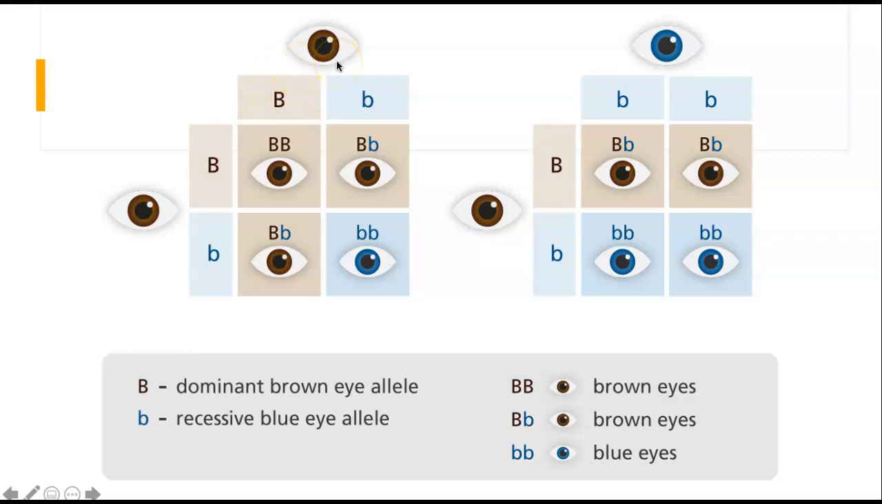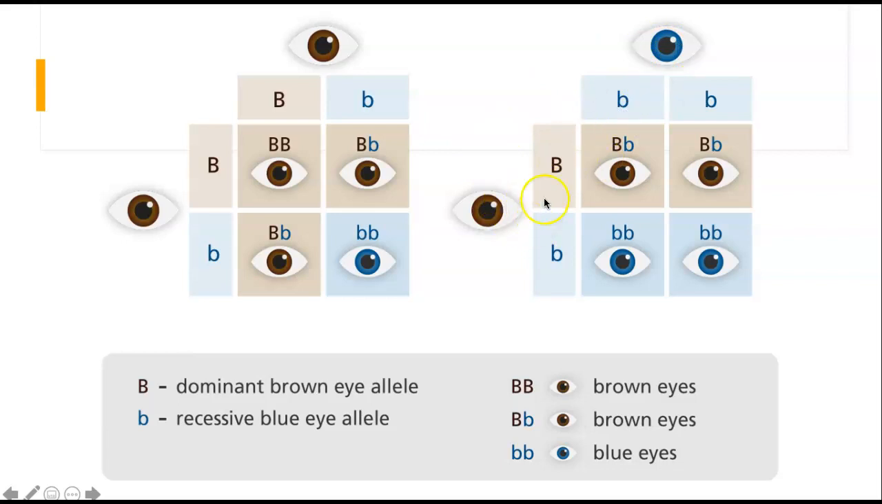In order to have blue eyes, you must have two little b's, okay? Now, let's say the mother has blue eyes here, the father has brown eyes here, each one of these will become a sperm or an egg. You can think of it this way, a sperm or an egg.